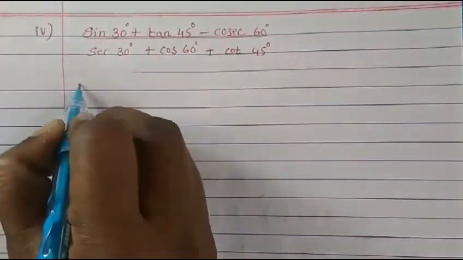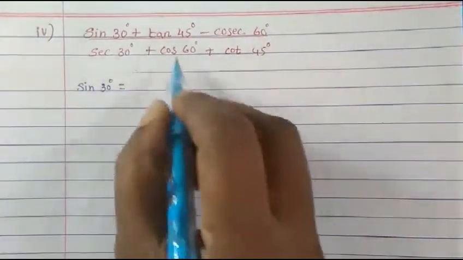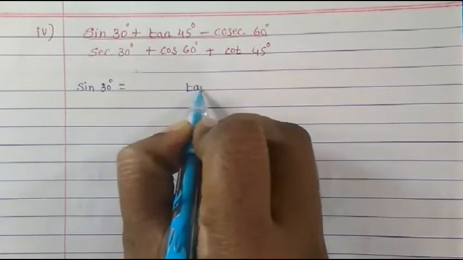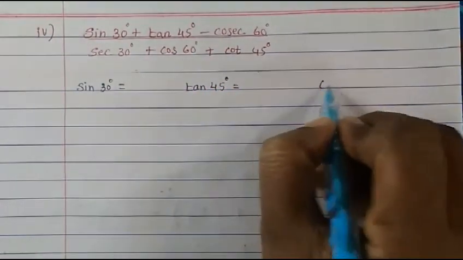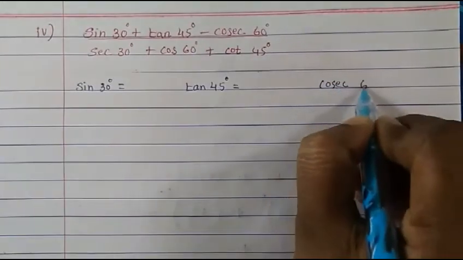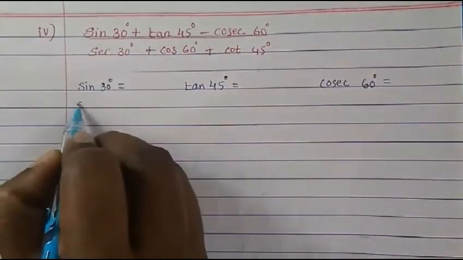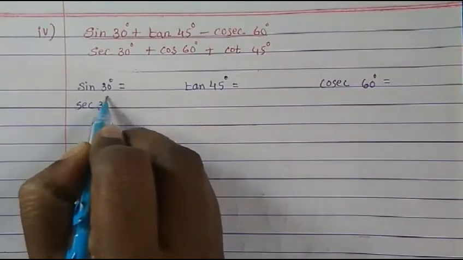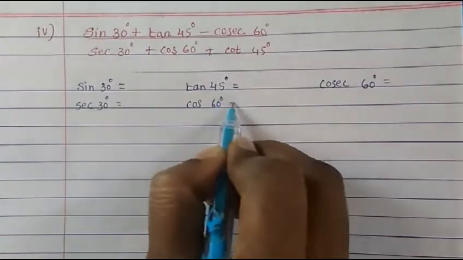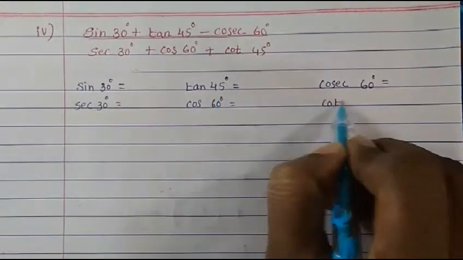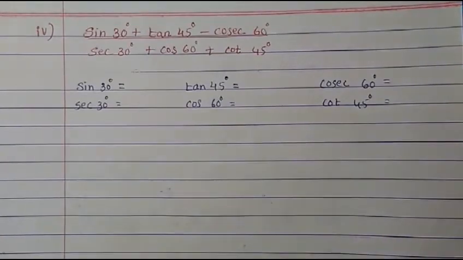So sine 30 degree we have to find out. Then tan 45 degree we have to find. Then cosec 60 degree we have to find. Then sec 30 we have to get. Cos 60. Then cot 45 degree. So let's write down the values from here.